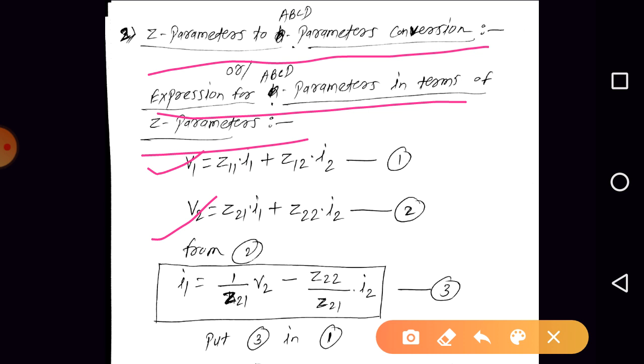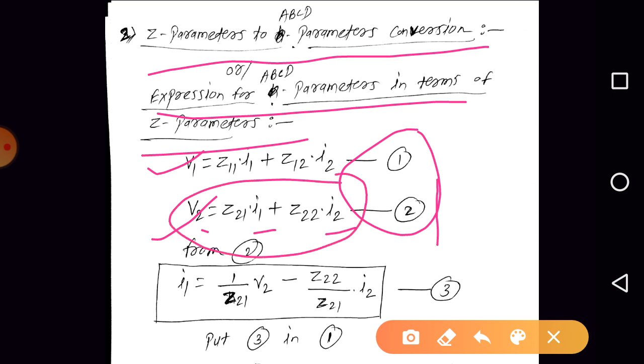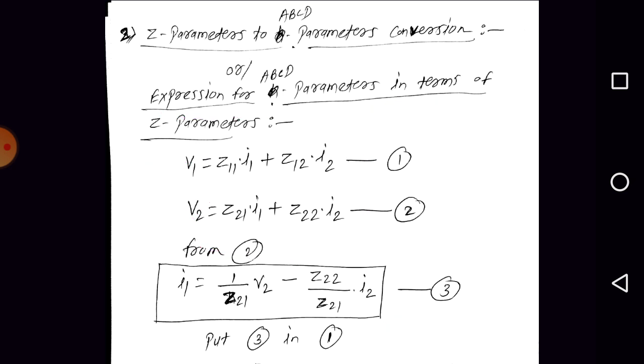So what are the characteristic equations of the abcd parameters? abcd parameters give the expression for v1 I1 in terms of v2 and minus I2, right? So by using these two equations, we need to rearrange the terms such that we get the expression for v1 I1 in terms of v2 and minus I2. So if you check in the second equation, we are having v2, we are having I1, we are having I2. So if we rearrange only the second equation, right, can we get the expression for I1 in terms of v2 and minus I2? Yes. So what to do?